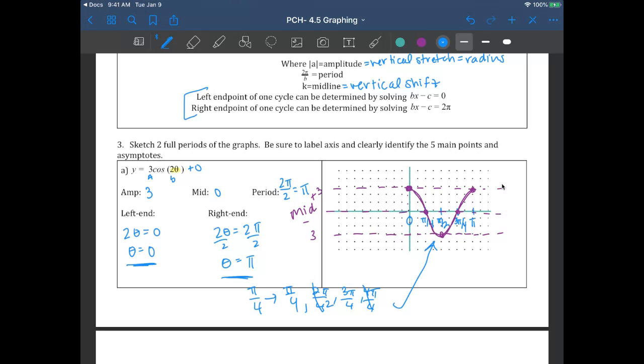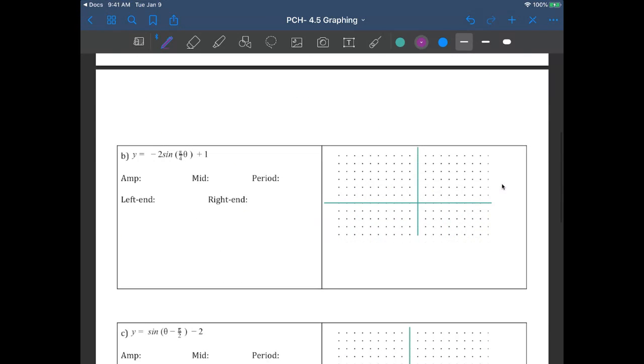We're going to have to graph in one more, so I'm going to work backwards: negative pi over 4, negative pi over 2, negative 3 pi over 4, and negative pi. And then I'm going to say midline, lowest, midline, highest. Okay, 2 full cycles. Okay, next.